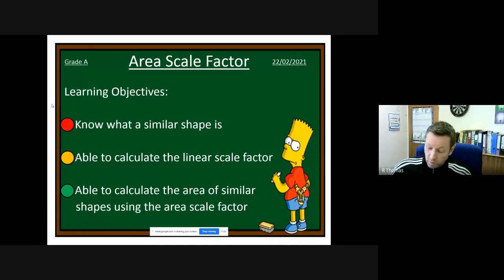First of all, we've got to talk about what we mean by similar shapes and the linear scale factor. And once we get that nailed, we can go on to area and volume scale factors.